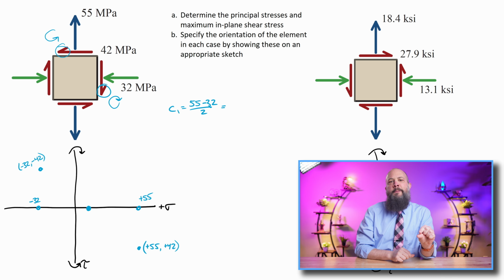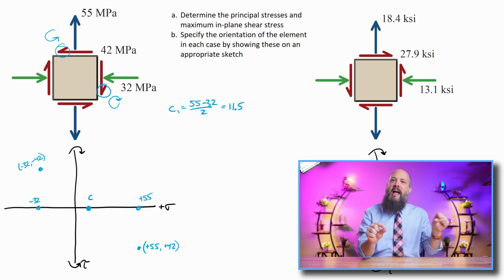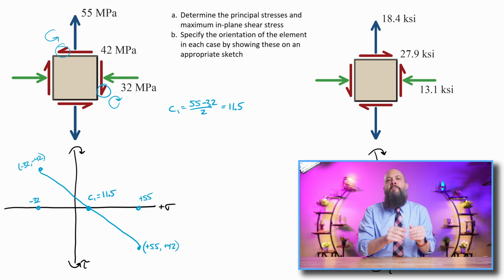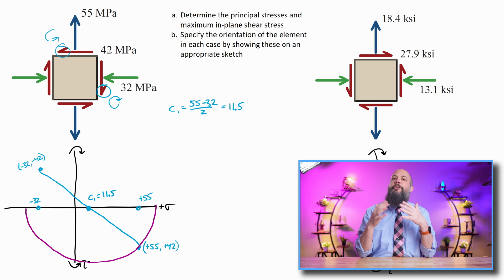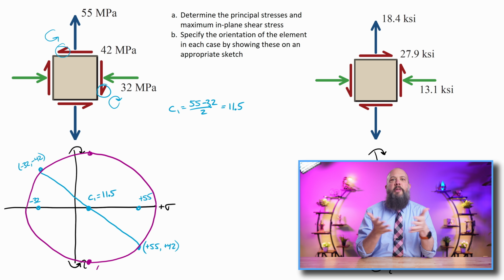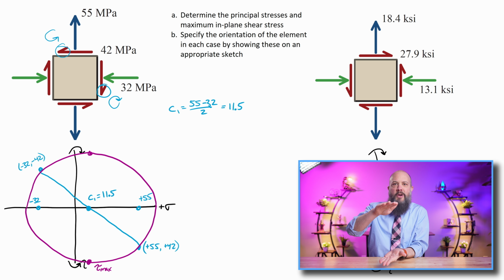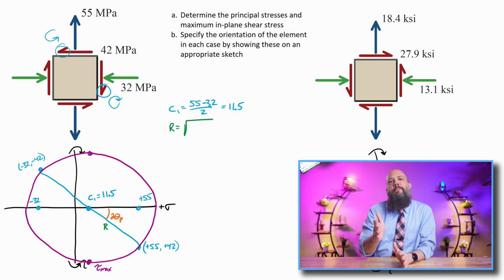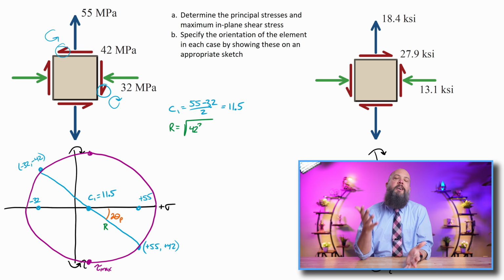But first, let's do some of the math here. We'll find the center of Mohr's circle is just the average of the 55 and negative 32. So positive 11.5 is the center of the circle. Now radius of the circle, we'll just do this by drawing a triangle. It's just a Pythagorean theorem. The height of the triangle is the 42, and the base of the triangle is from the center to one of my blue dots, so from the center 11.5 to 55. So little Pythagorean theorem, square that. 60.47 is the radius of the circle.